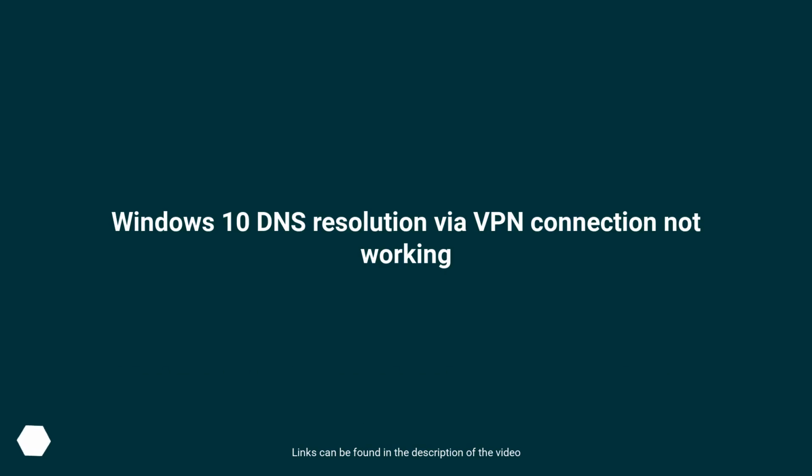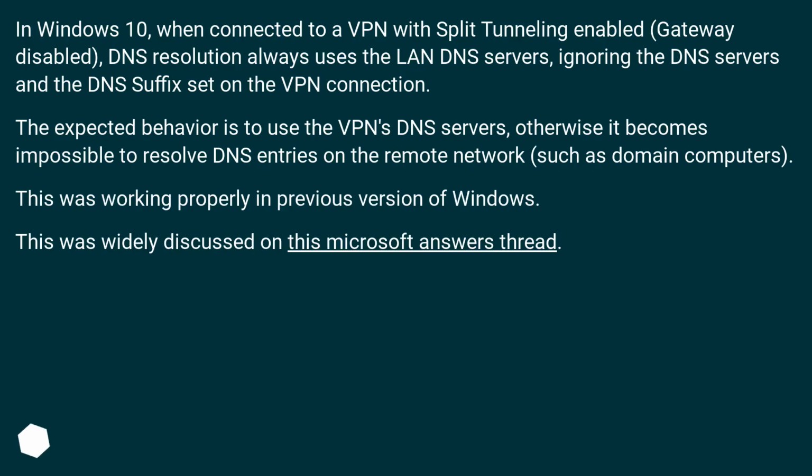Windows 10 DNS resolution via VPN connection not working. In Windows 10, when connected to a VPN with split tunneling enabled, gateway disabled, DNS resolution always uses the LAN DNS servers, ignoring the DNS servers and the DNS suffix set on the VPN connection.